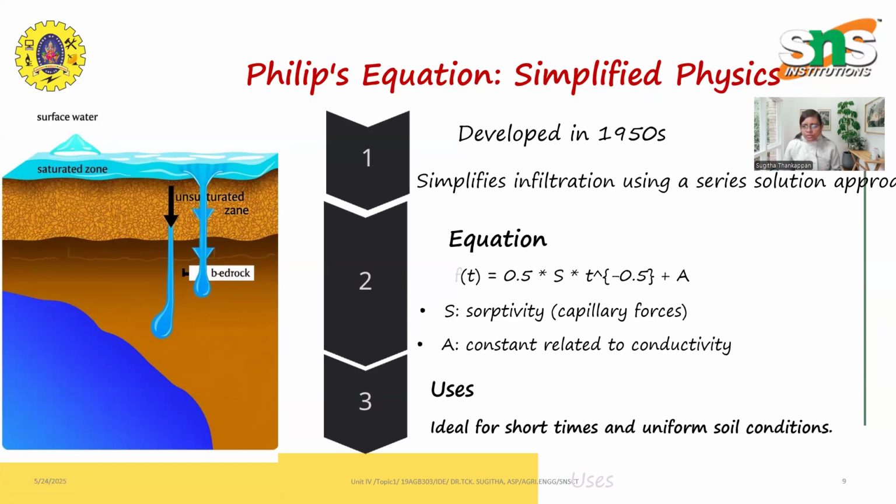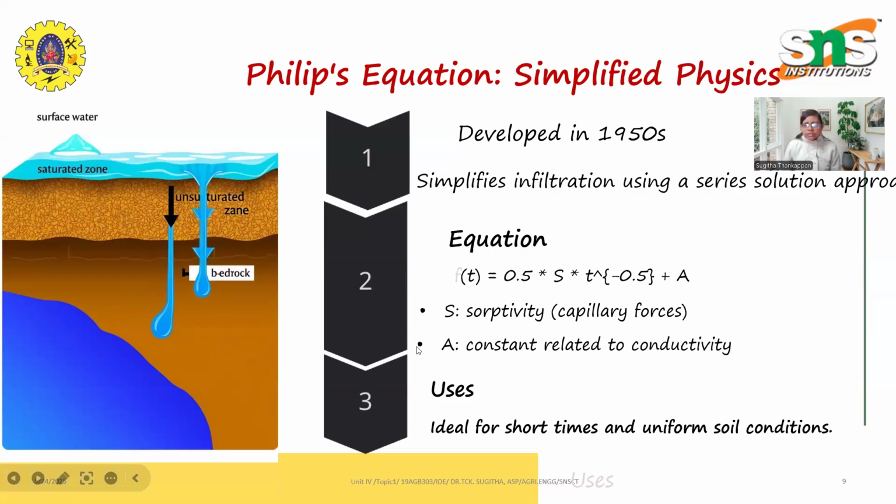Remember, as I told you in the first slide, the infiltration is guided by two major forces, that is gravitational force as well as the capillary force. Here in the Phillips equation, it considers the capillary forces, that is sorptivity, and A is the constant which is related to conductivity. So what are the uses of the Phillips equation? It is ideal for short times and for uniform soil condition.